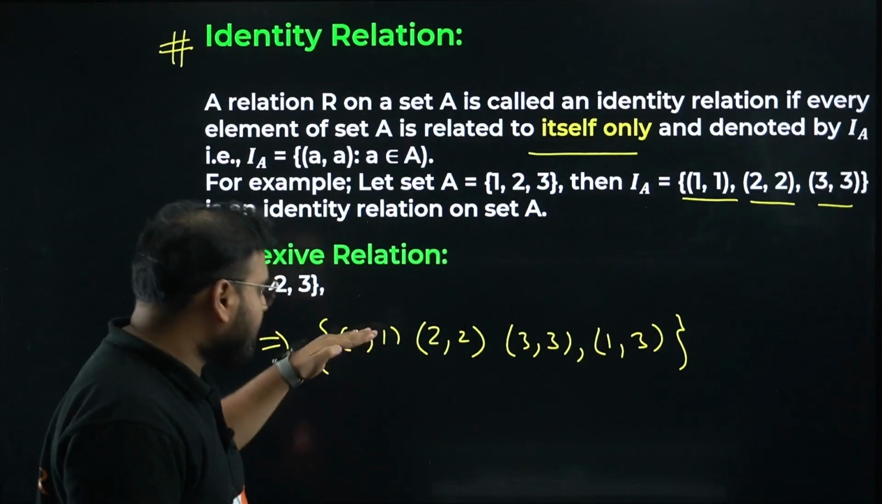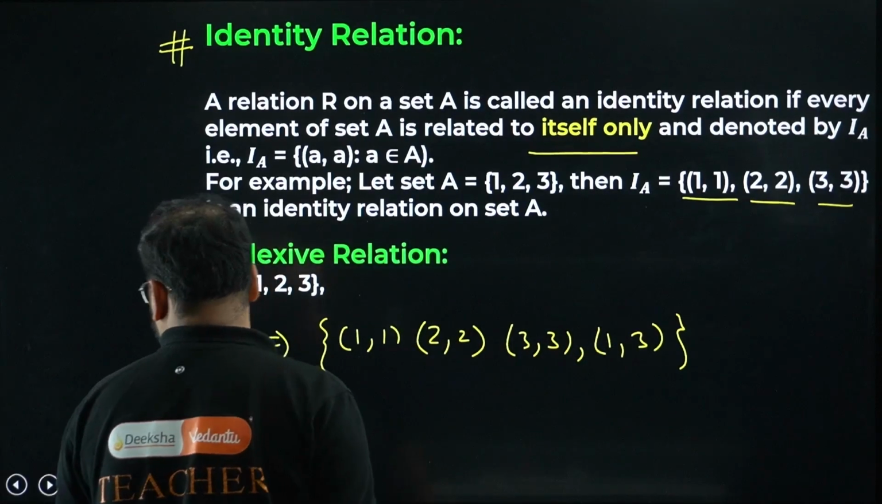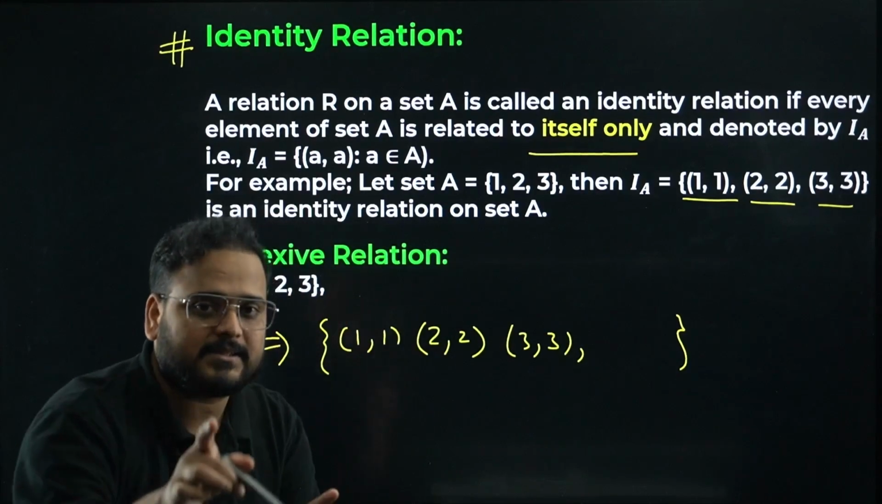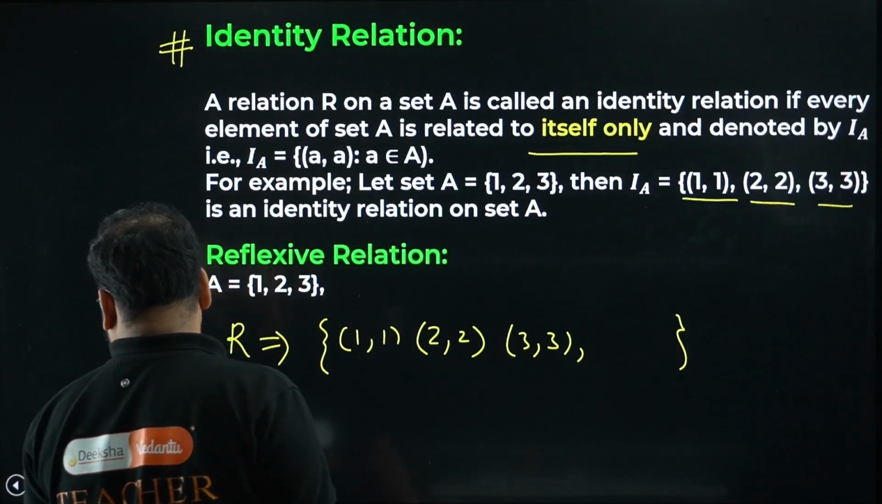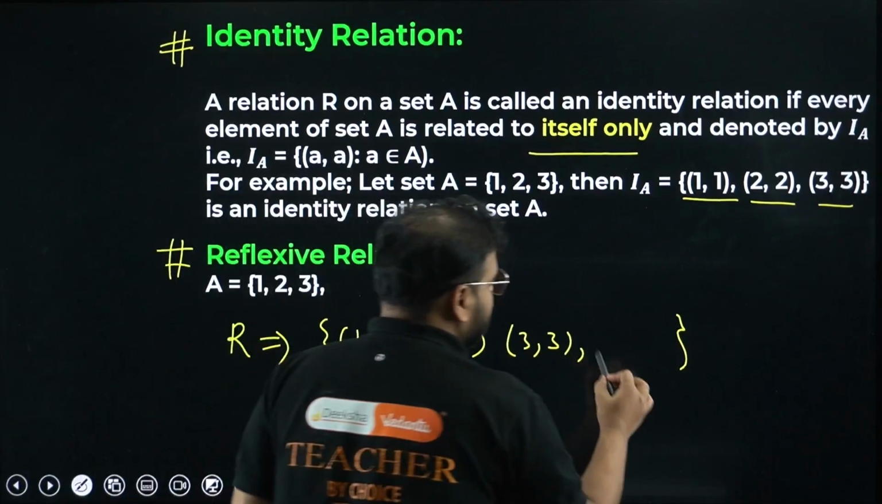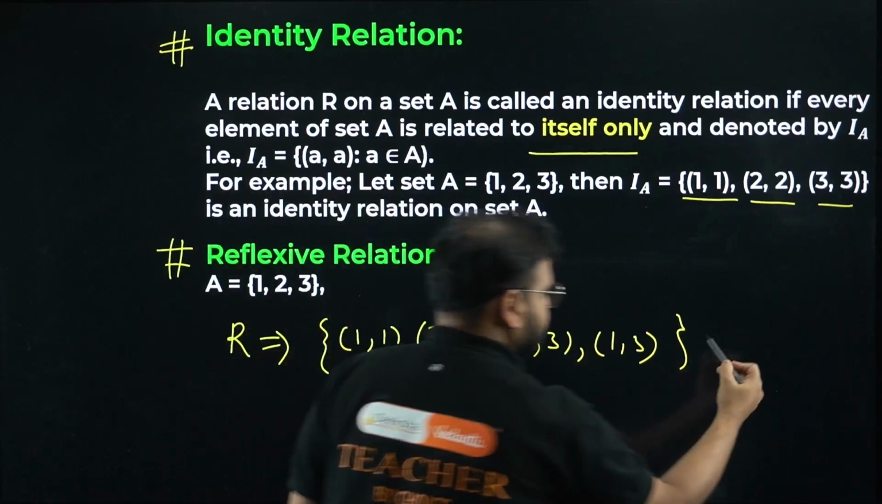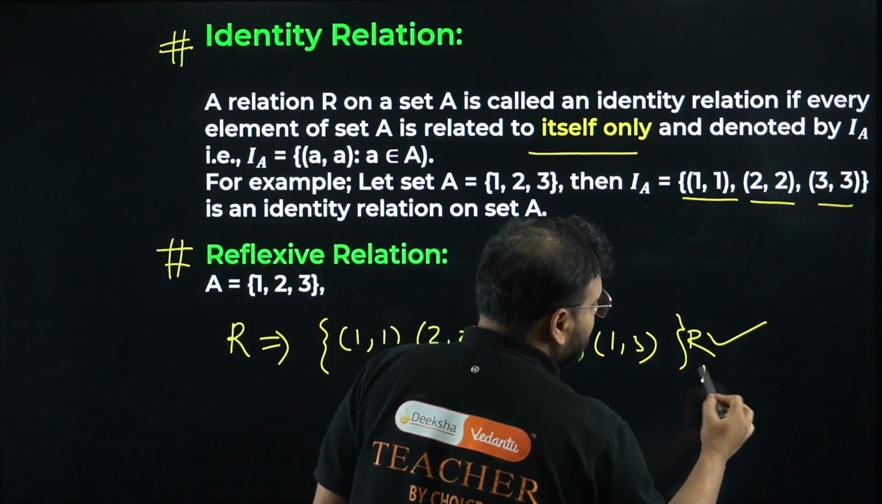It means apart from the identity relation, there can be one more element. If I remove this 1 3 from here and I ask you, is this reflexive? You'll say yes. But even if you write here 1 3 and I ask you, is this reflexive? Yes. Is it actually identity also? No.